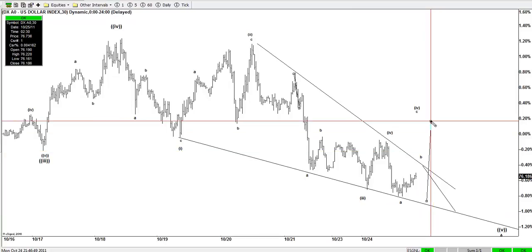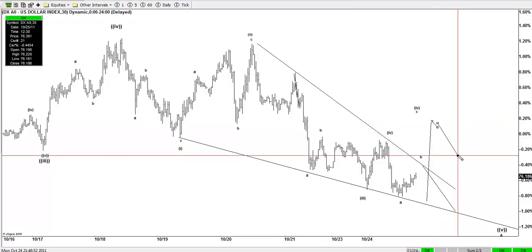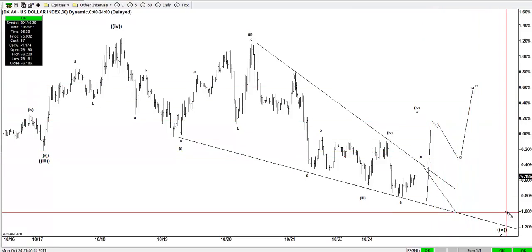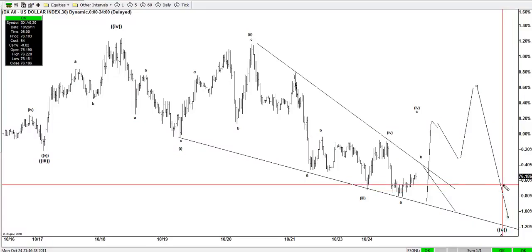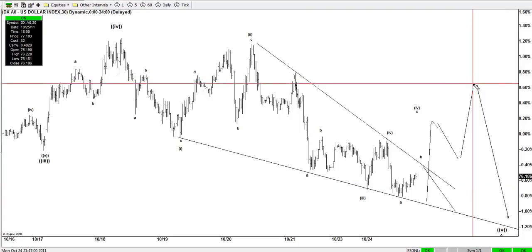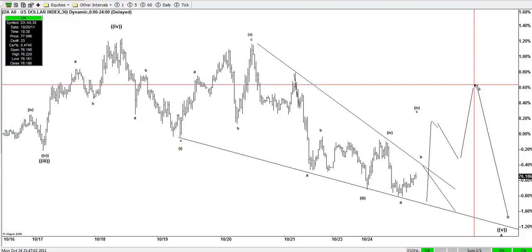And then what you're going to get is 1, 2, 3, and then the market is going to start selling the dollar around this area, in the euro around 137 and change. That can be a possibility right there. So that's what we see on the dollar.